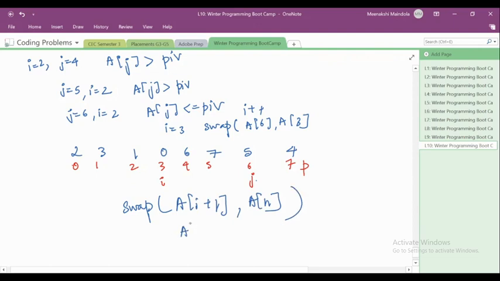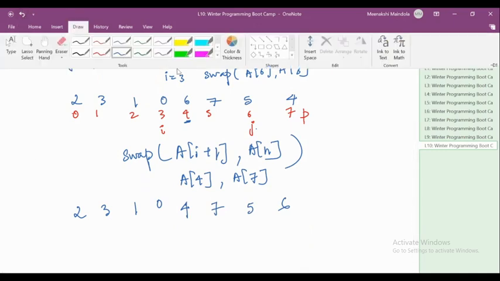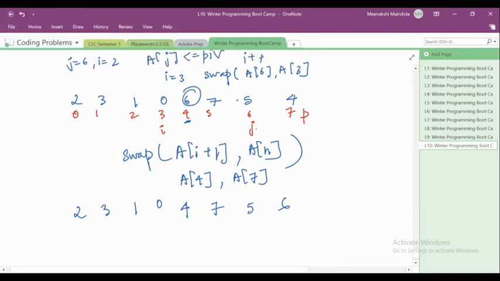Which in this case means A of 3 plus 1, which is A of 4 and A of 7. So what is the array that you have now? You have 2, 3, 1, 0. At this index 4, you are going to have the element 4. Then you have 7, 5 and 6 here. So what are the values that have swapped their position?